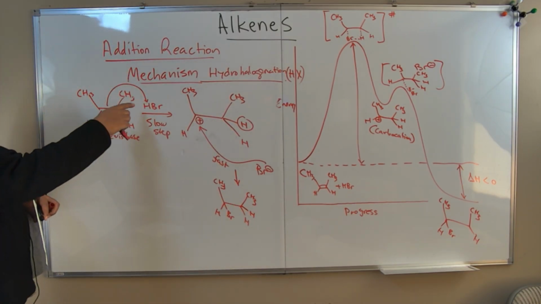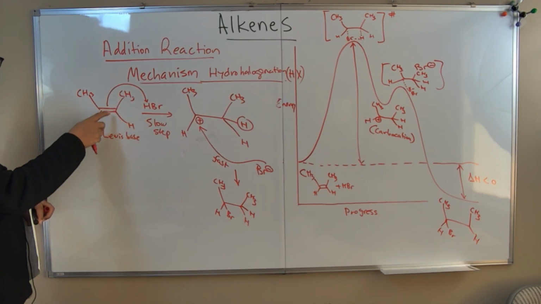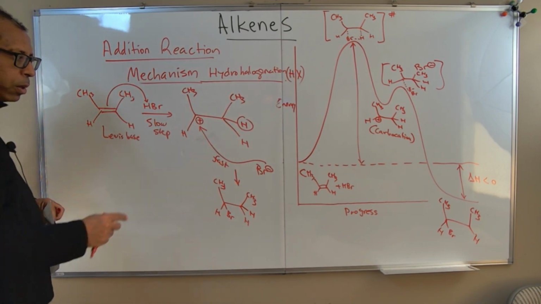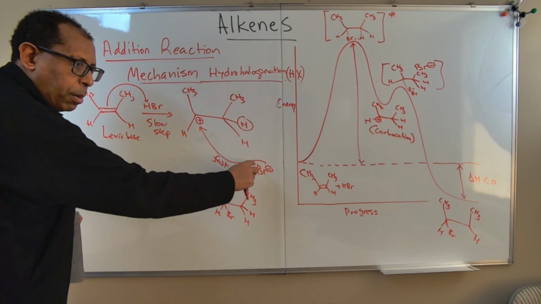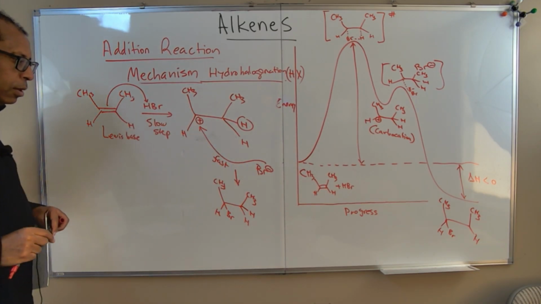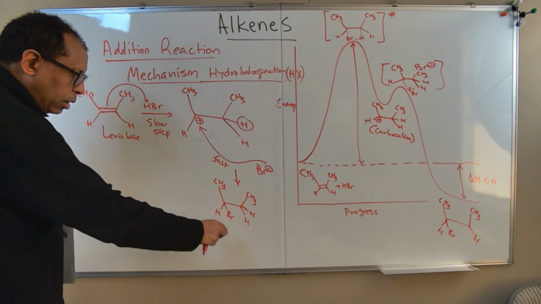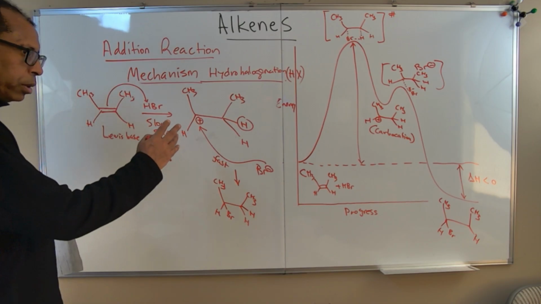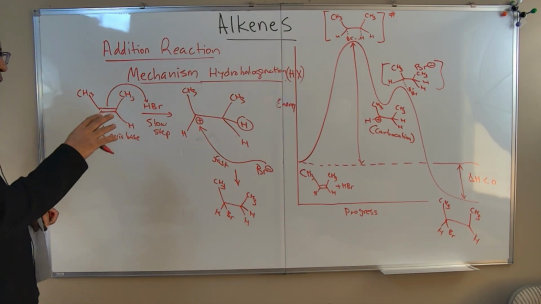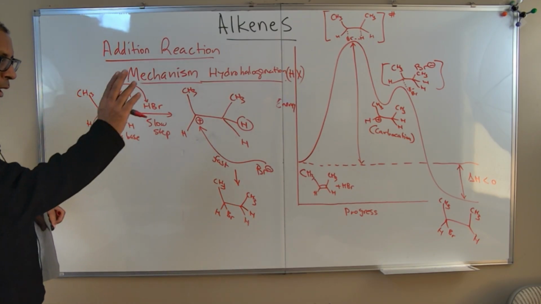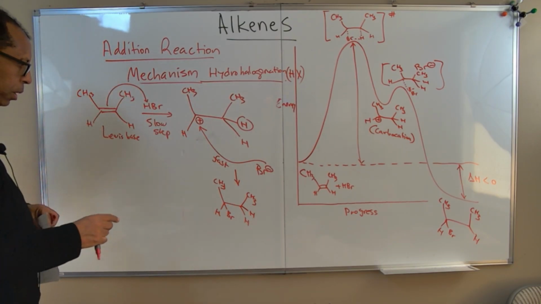Initial abstraction of a proton by a Lewis base, which is the alkene double bond, would grab that proton and form a carbocation, a stable carbocation. Then the Br minus, which can act as a nucleophile, would attack that center. And finally, you would have that product. So what we learn from here is that two strong sigma bonds are formed, and it is an exothermic reaction.